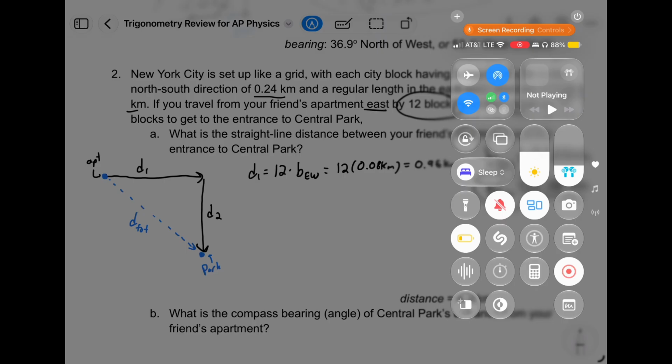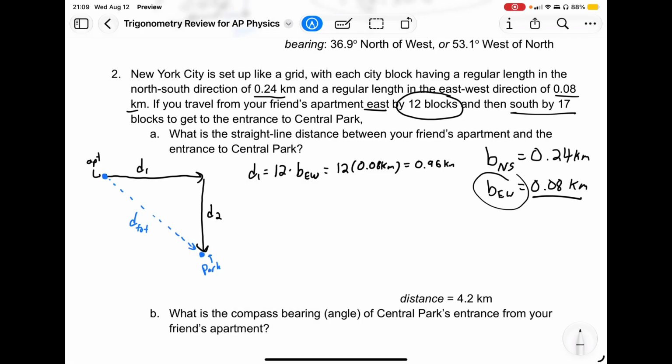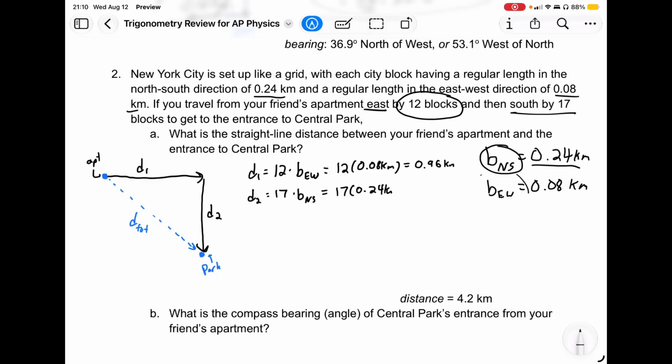Let's make sure I ran those numbers right. So 12 times 0.08, 0.96 kilometers. Great. Okay. And then for D2, we ran in that north-south direction, right? So that's 17 blocks times the length of a block in a north-south direction. Now we're not looking at the east-west blocks, we're looking at our north-south blocks, and each of those was a length of 0.24. So it's 17 times 0.24 kilometers.